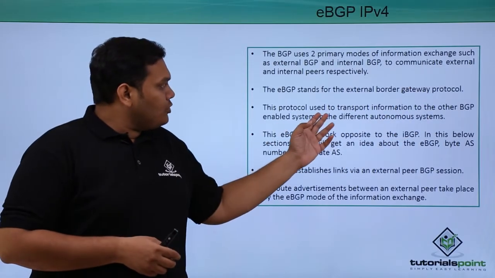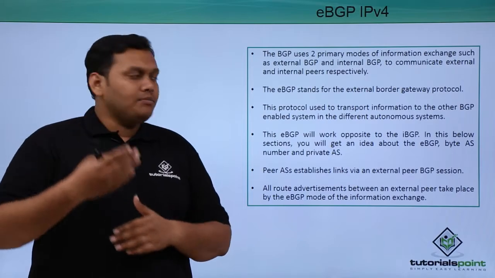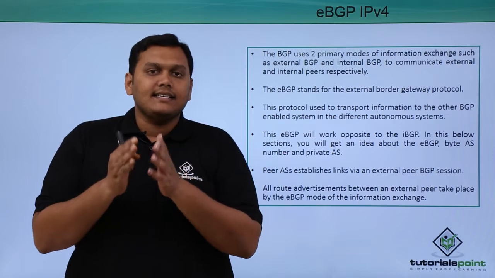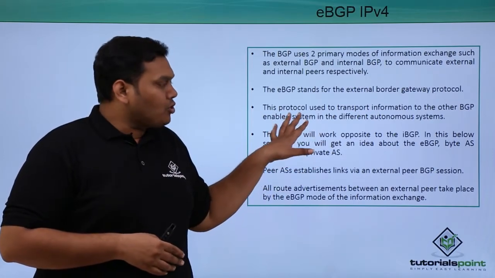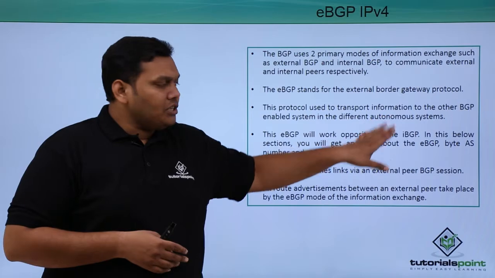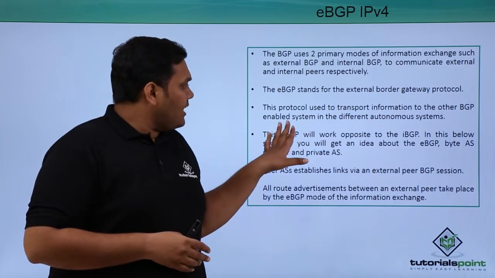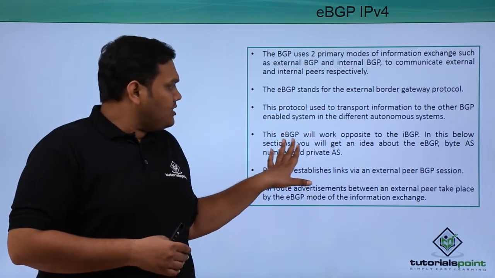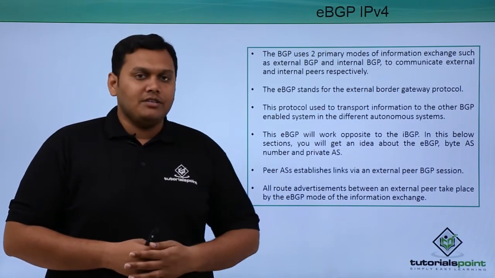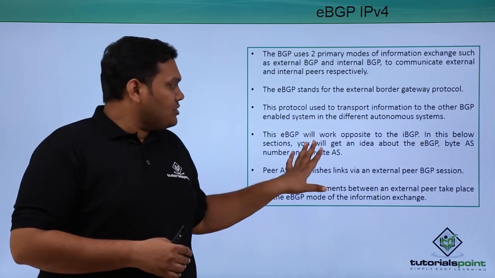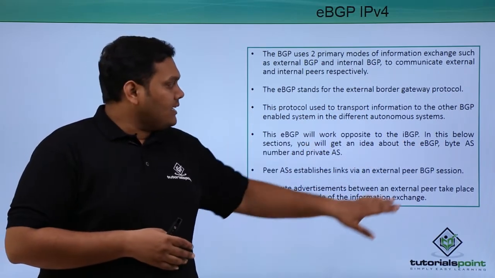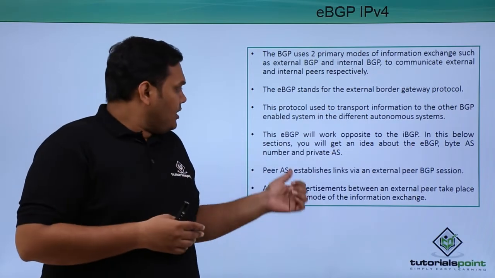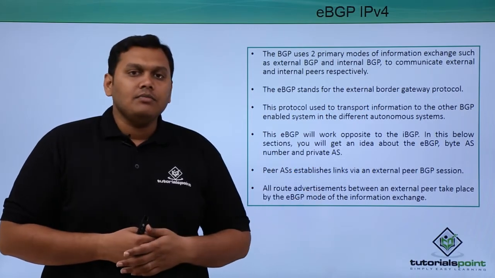This protocol is used to transport information to other BGP enabled systems in a different autonomous system. Here AS is autonomous system, so this protocol is used to transport information to other BGP enabled systems in a different autonomous system. This eBGP works opposite to the iBGP. In the sections below you can get a clear idea of what eBGP is, and also the autonomous system number and private autonomous system number.